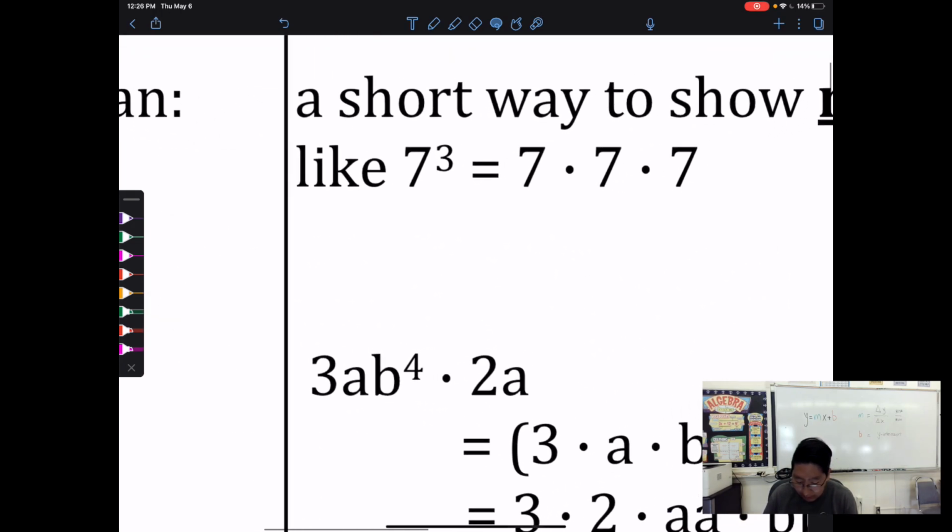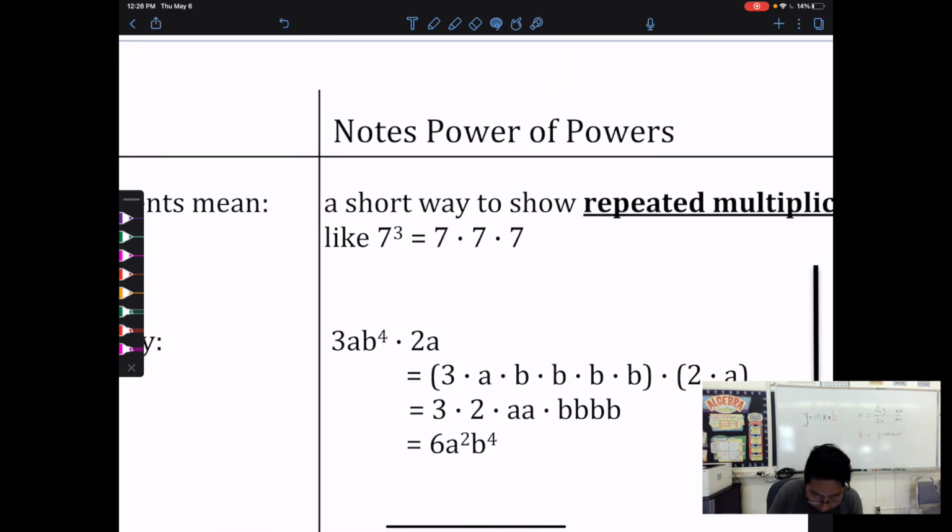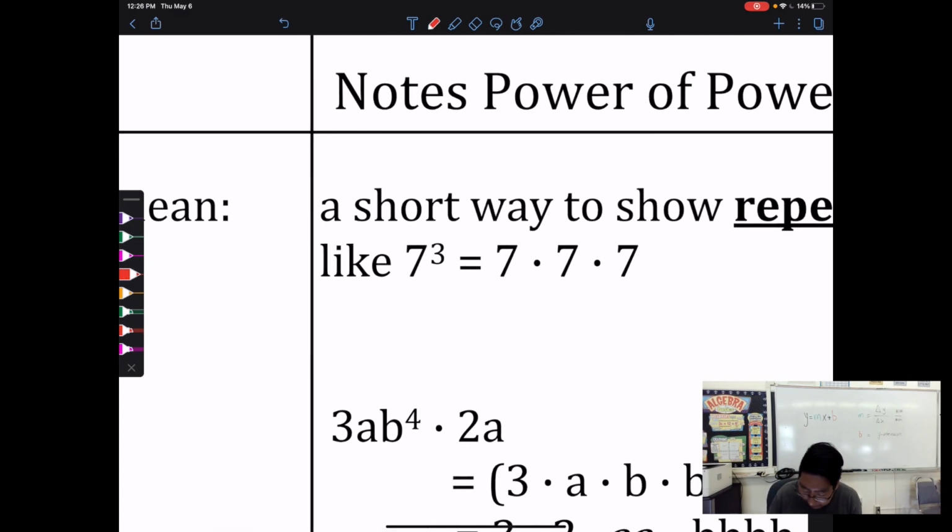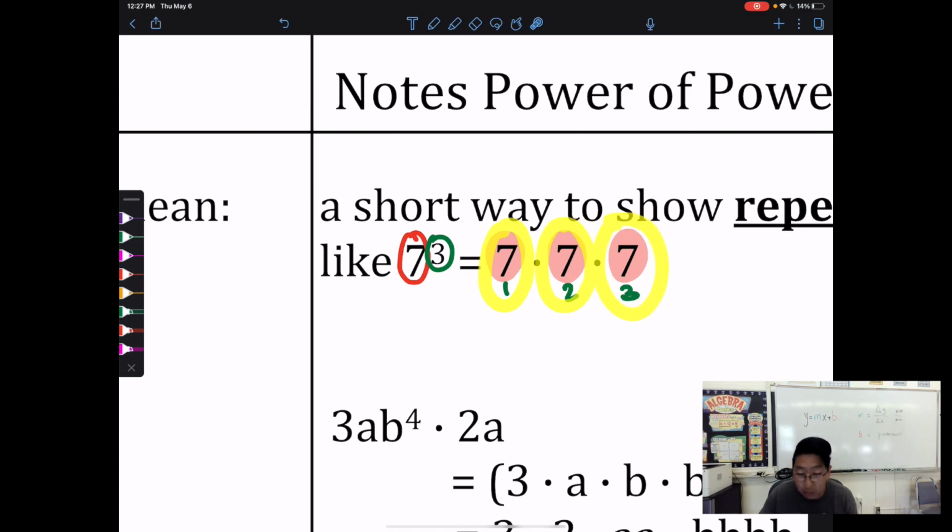So let's take a look right here. We have 7 to the third power. Here we can see that the base is 7 and the exponent is 3. So we have 7 to the third power, and you can see that 7 is repeated 3 times. It's being multiplied by itself 1, 2, 3 times. So 7 to the third is the same thing as saying 7 times 7 times 7.